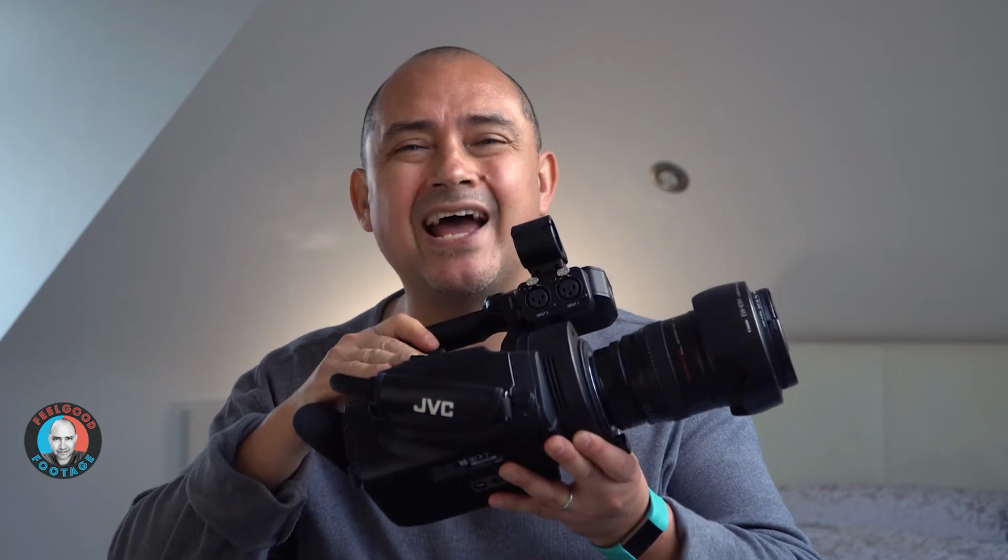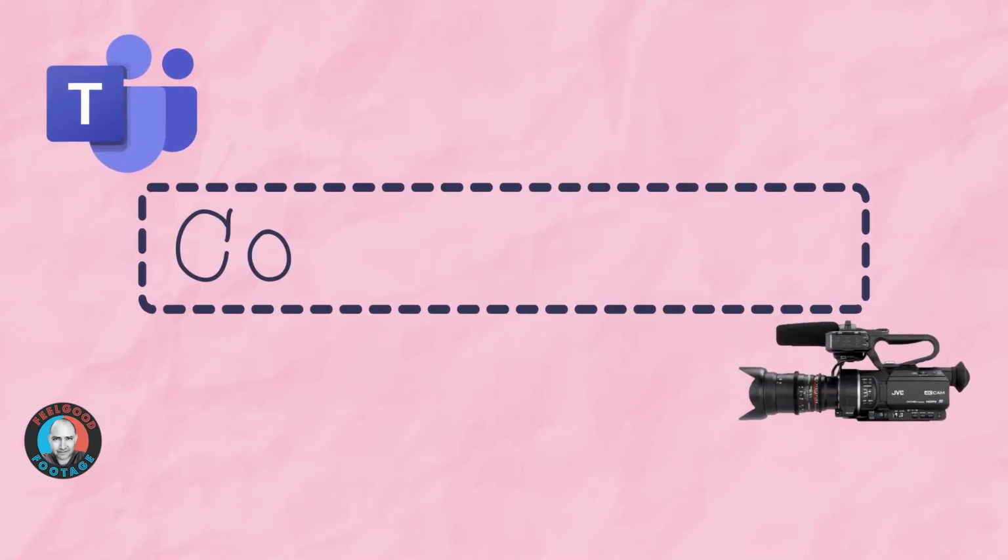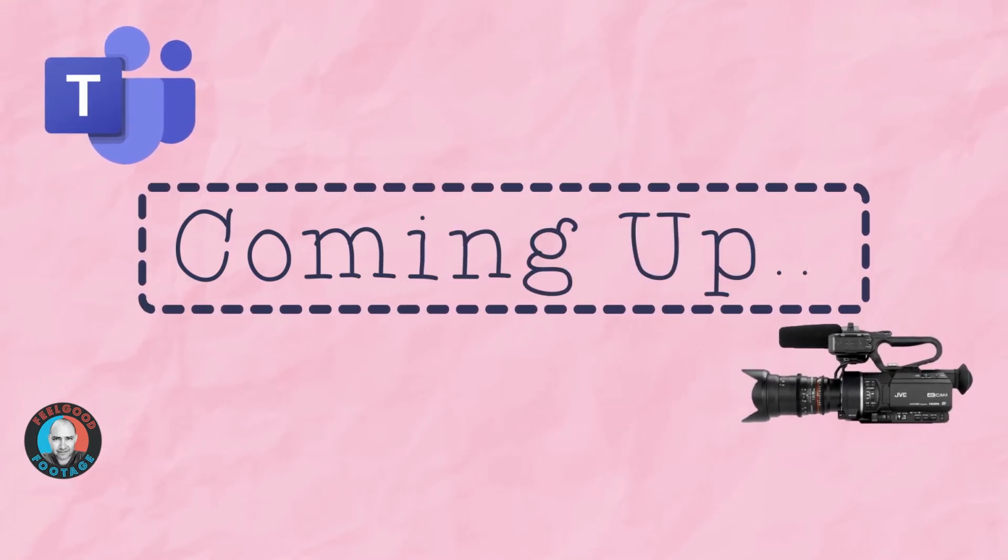In this clip, I'm going to discuss how to use the JVC GY-LS300 camera to stream directly to a Microsoft Teams live event. Here's how the rest of the clip is going to be structured, and I put these as links in the description if you want to skip ahead.